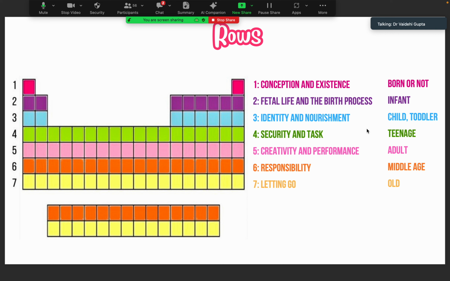Row 6, after getting that position, there are lots of responsibilities because it reflects middle age. Being a man, there is a responsibility for his wife, there is a responsibility for his children, there is a responsibility for his old parents. So it is a row of responsibility.